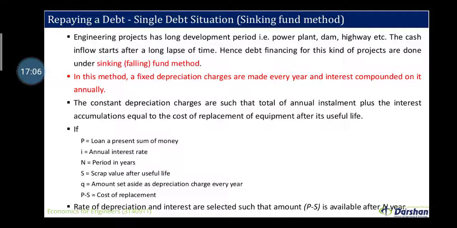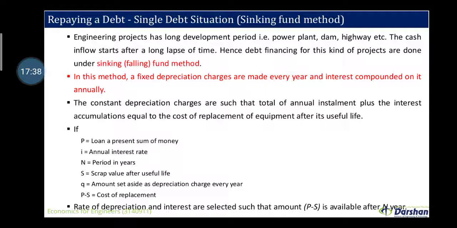So the constant depreciation charges are such that the total of annual installments plus the interest accumulated equals the cost of replacement of the equipment after the useful life. So here P is equal to loan, a present sum of money, I is equal to annual interest rate, N is the period in years, S is the scrap value after the useful life, Q is equal to the amount set aside for depreciation every year, and P minus S means cost of replacement.